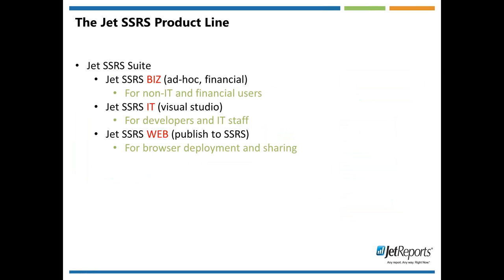So the product is broken out into these 3 areas. We'll see the biz product, which is the ad hoc and the financial piece, which we'll look at. This is geared towards the non-IT and financial users, someone that's not like a typical developer. We have the IT piece, which is for developers and the IT staff within the organization to be able to write very detailed reports.